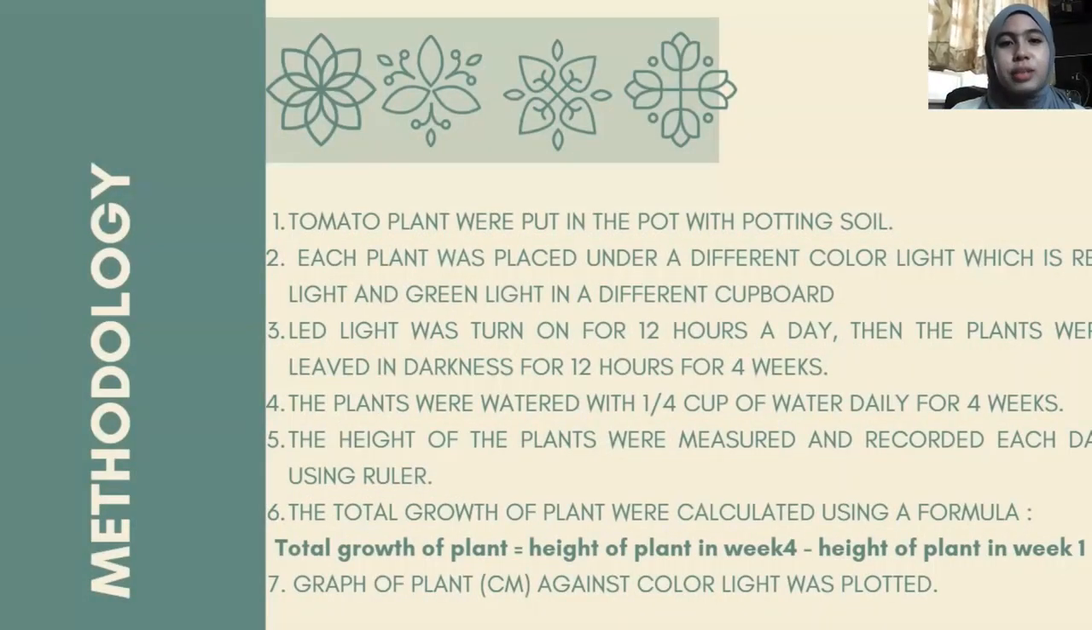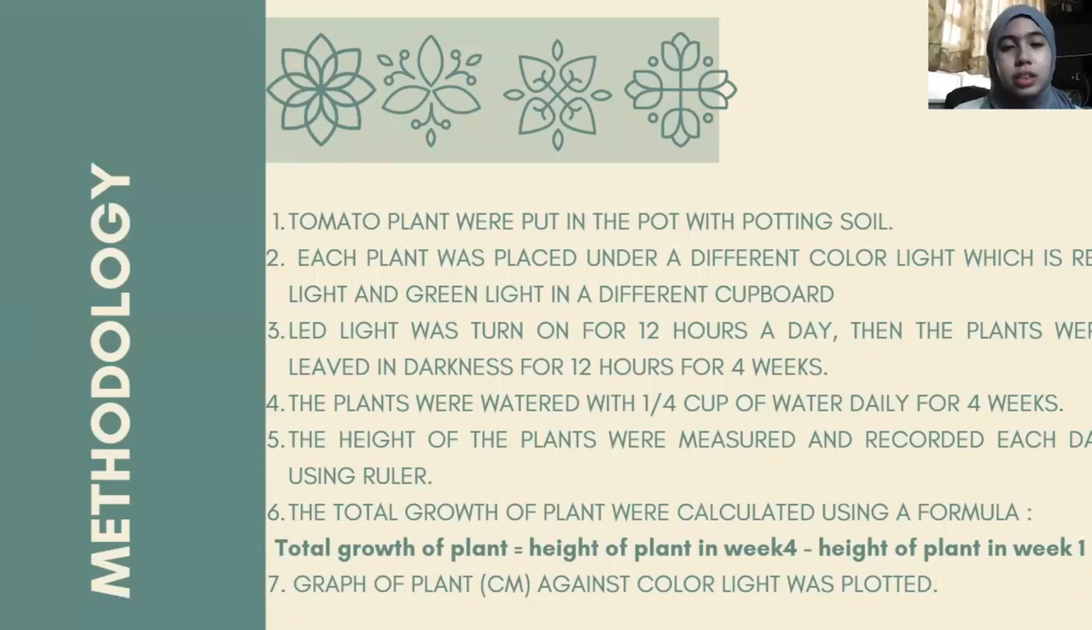Methodology. First, the tomato plants were put in pots with potting soil. Each plant was placed under a different color light, which is red light and green light, in a different cupboard. The LED light was turned on for 12 hours a day, and then the plants were left in darkness for 12 hours, for 4 weeks. Next, the plants were watered with 1/4 cup of water daily for 4 weeks. The height of the plants was measured and recorded each day using a ruler.